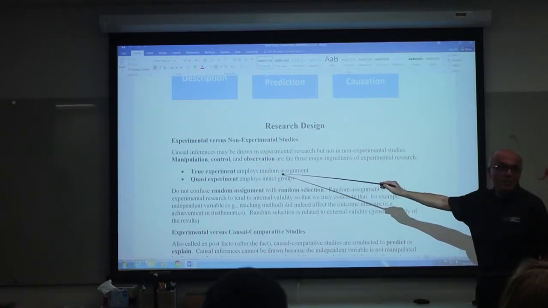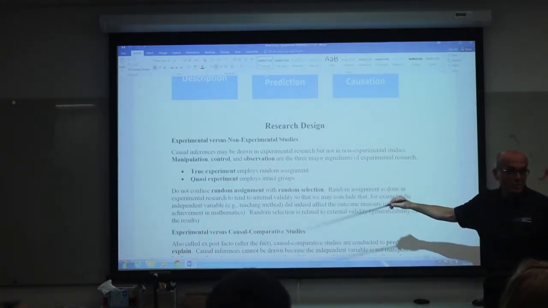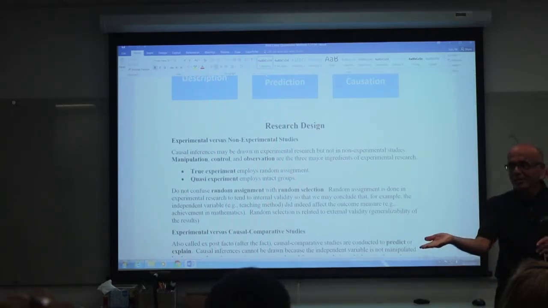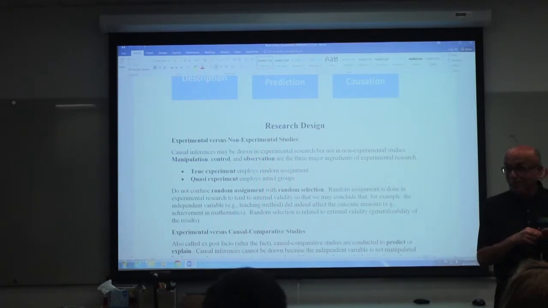You work with what we call intact groups. You flip a coin. One is your experimental group, one is the comparison group. You are manipulating, but there's no random assignment.